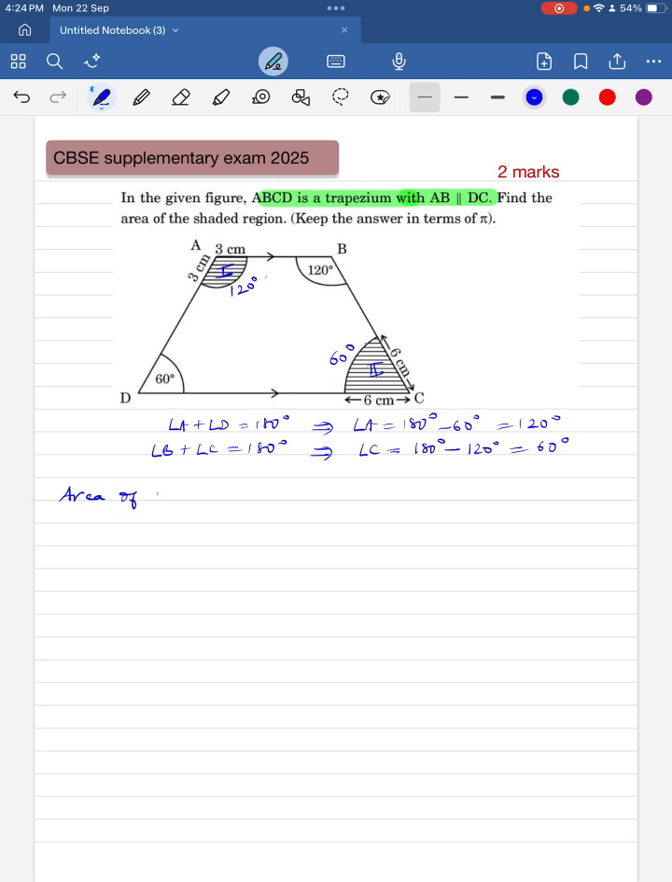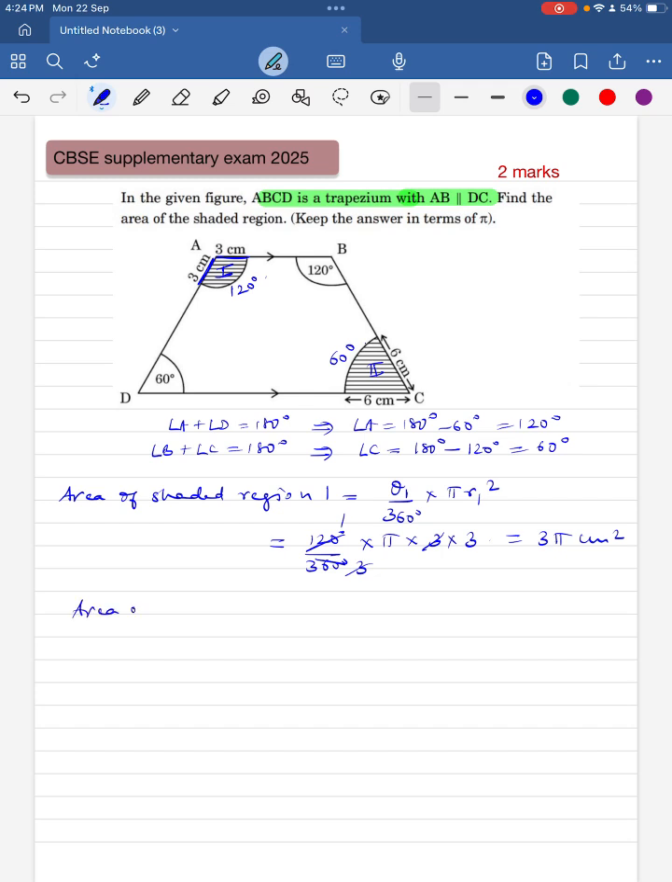Now area of shaded region 1 is equal to, by the way, it's a sector, so we would use the formula to find the area of a sector, which is theta by 360 into pi r squared. So I'm taking it as theta 1 by 360 into pi r1 squared. So that will give me 120 by 360 into pi into r1 squared. In this case, the value of r is 3 centimeters. So 3 times 3. So that is equal to 3 pi centimeter square.